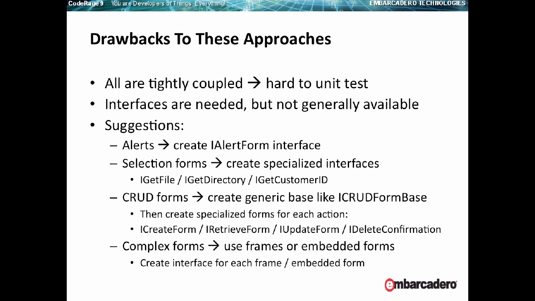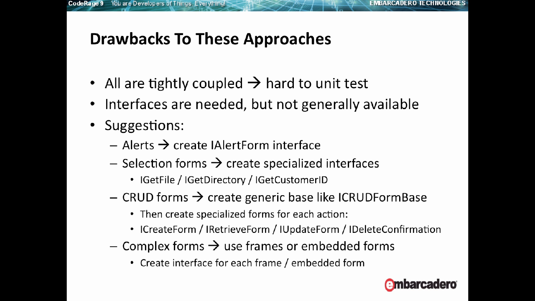So there's some drawbacks to these approaches. First of all, they're all tightly coupled. They're very, very hard to unit test because everything's pretty much cast in concrete in the code. Now, we'd like to use interfaces, but they're not generally available. So there's no like IForm to go along with TForm or ICustomForm. So what can we do?